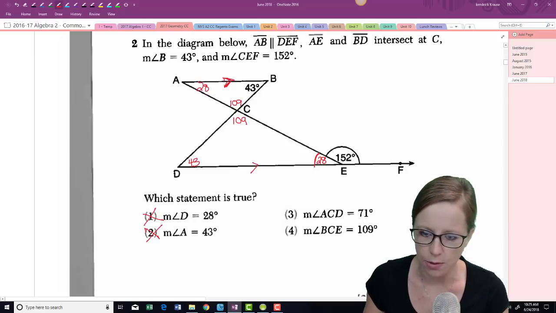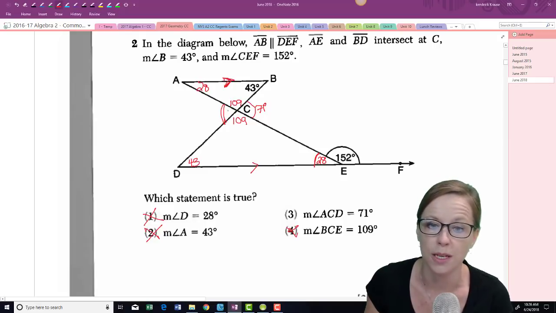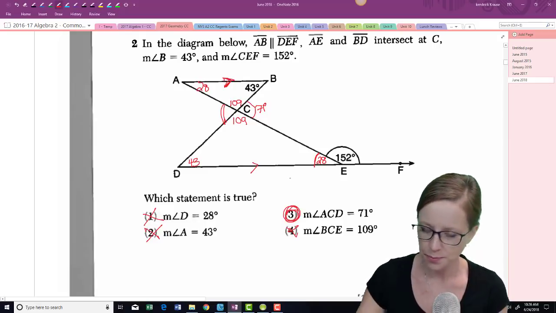ACD, I don't have a 71, so I'm going to skip that for a second. BCE is 109. Well, BCE is this angle, and if those have to add to 180, then this is 71. Oh, there's a 71, so it must be this. ACD is 71 degrees. Yes, true, because these two are vertical angles. So it has to be choice 3.